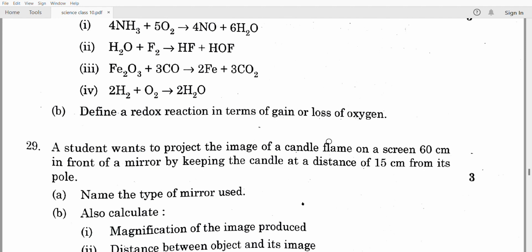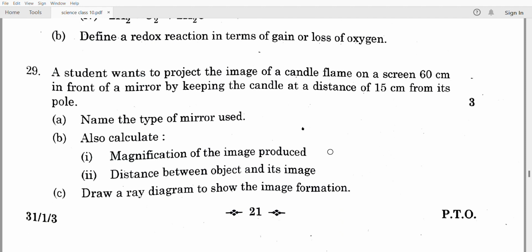Define a redox reaction in terms of gain or loss of oxygen. A redox reaction is a reaction in which both oxidation and reduction take place simultaneously. In terms of oxygen, loss of oxygen is called oxidation, and gain of oxygen is called reduction. Both happen together, loss and gain of oxygen occurring simultaneously, and that is called a redox reaction.